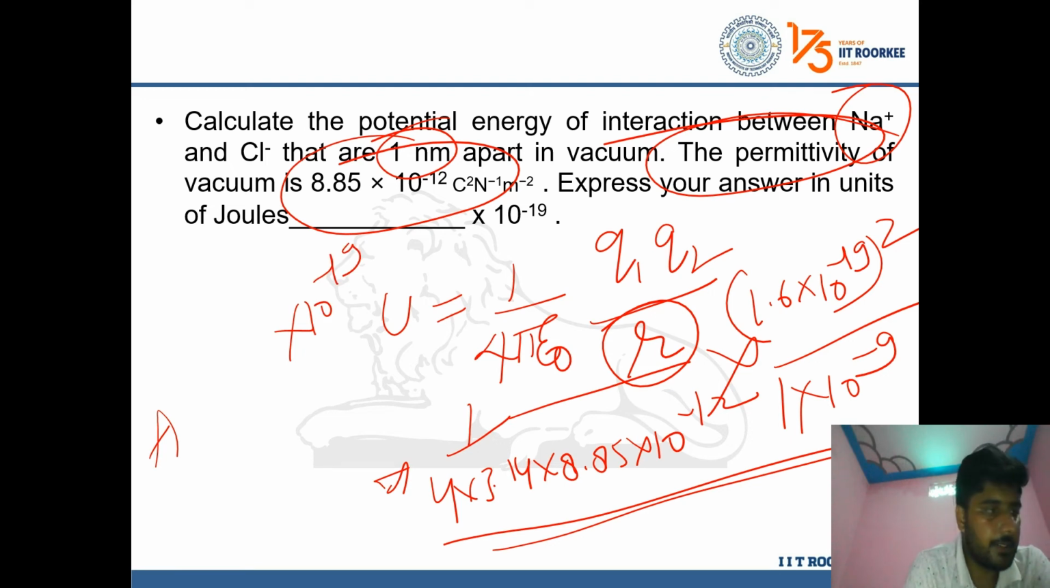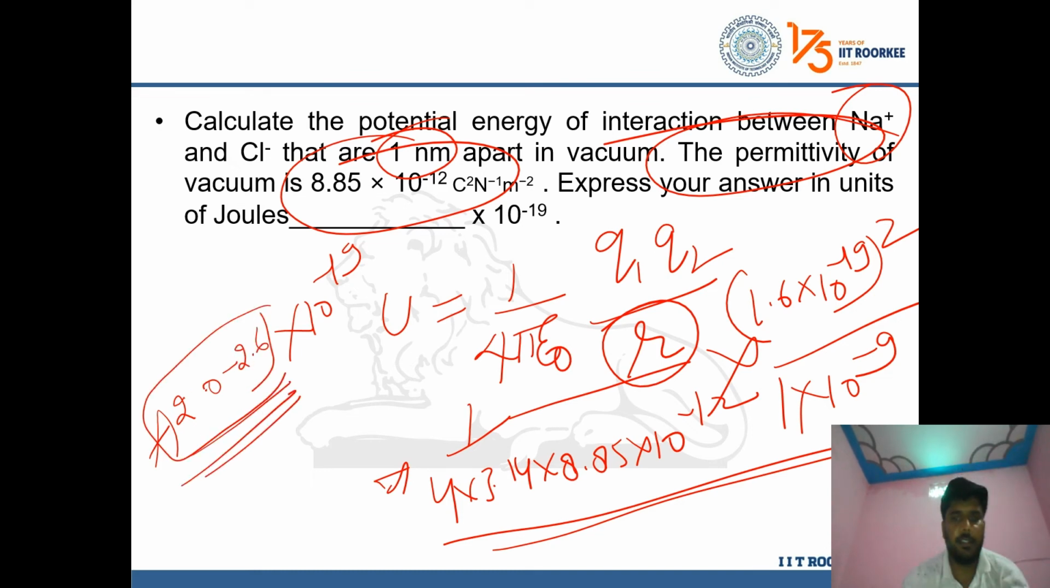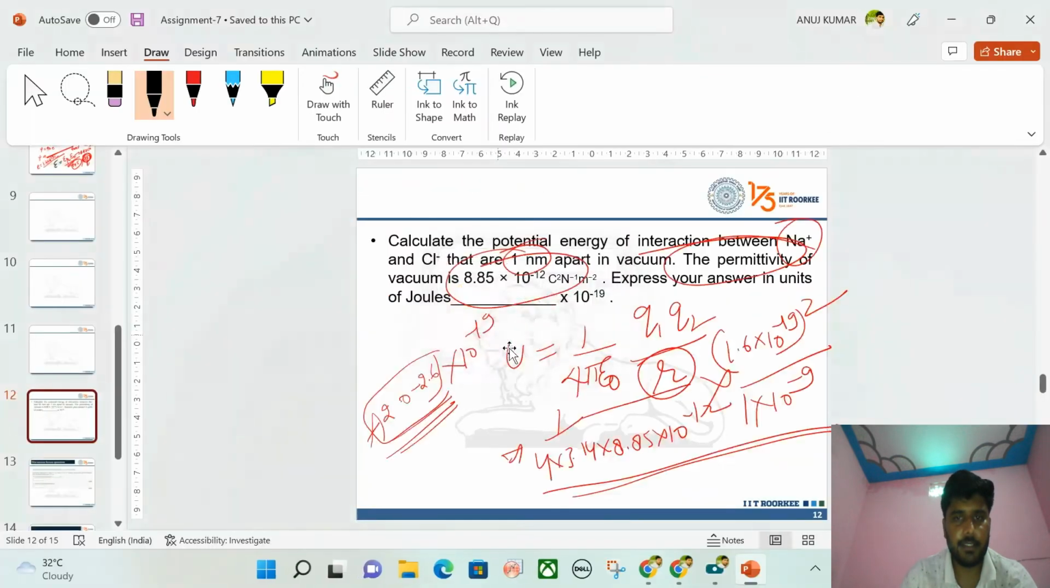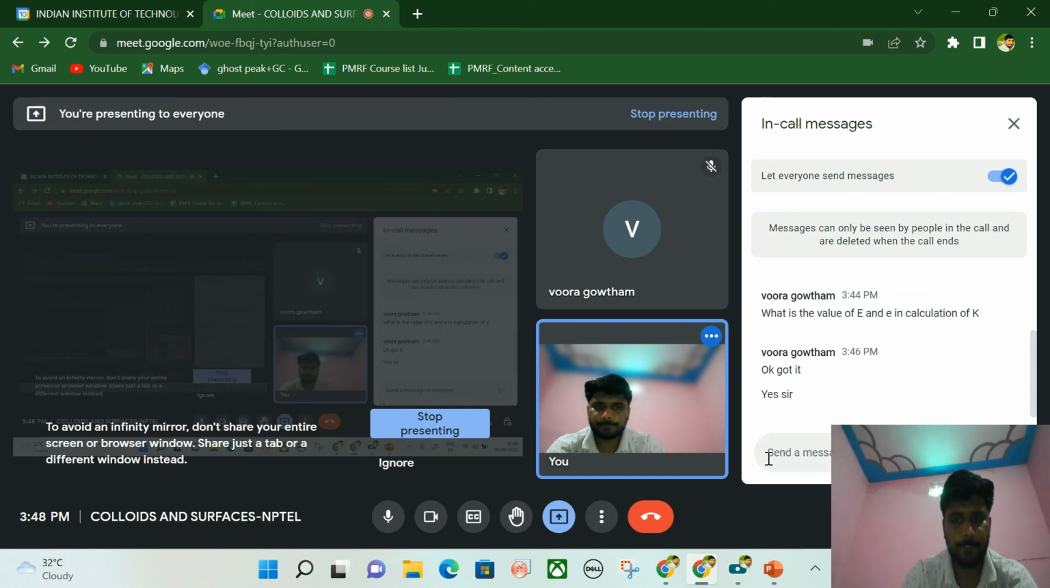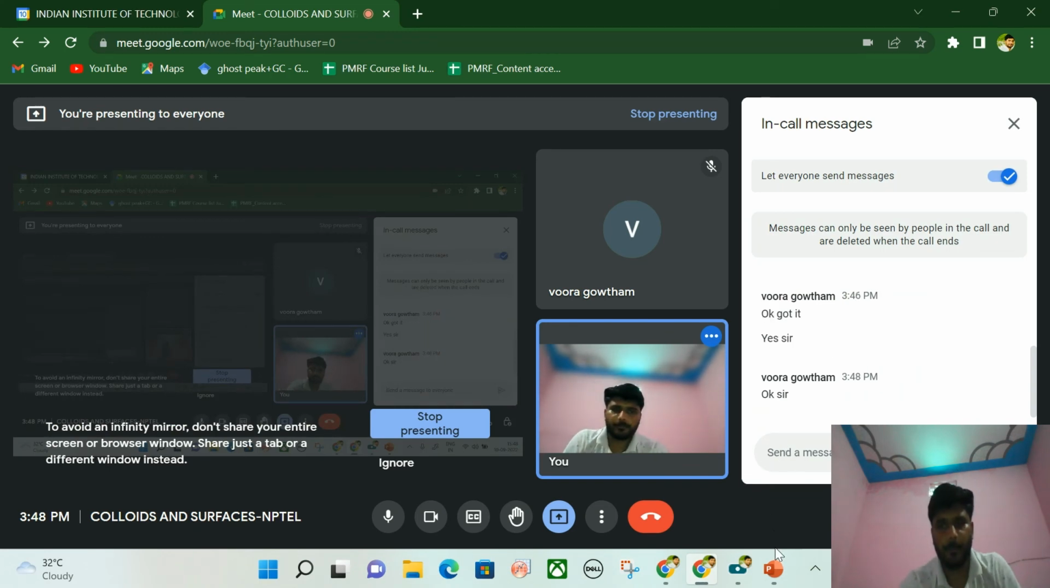Okay, so you will get something like 2.0 and 2.6 in this range. Okay, clear?